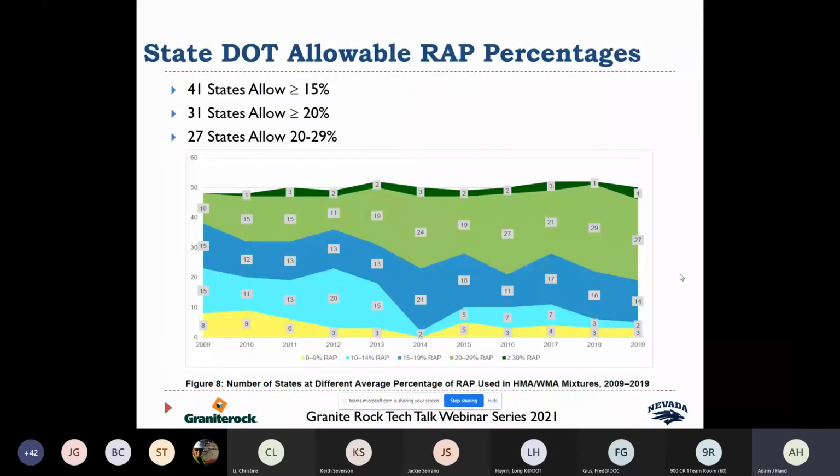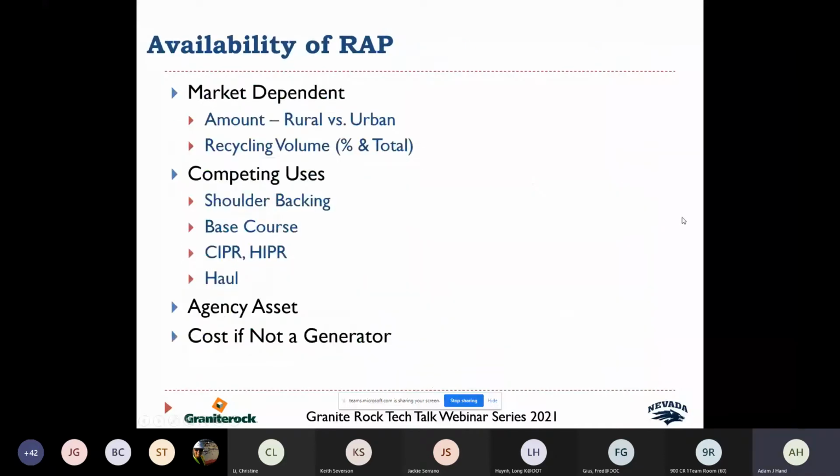Now this slide also from the survey shows what state DOTs allow. And 41 states allow greater than or equal to 15% RAP. 31 states allow greater than or equal to 20%. And 27 states allow 20 to 29%, or really 20 to 30%. There are 4 states that allow over 30%.